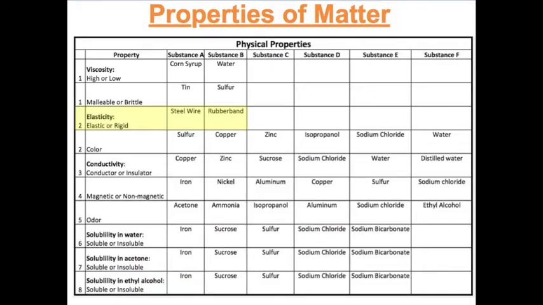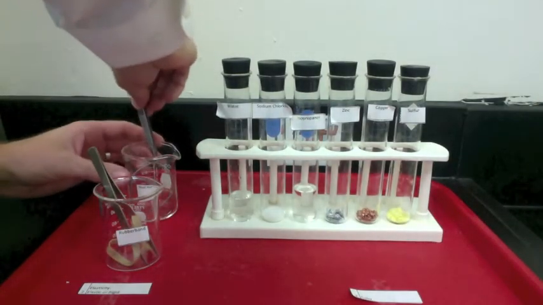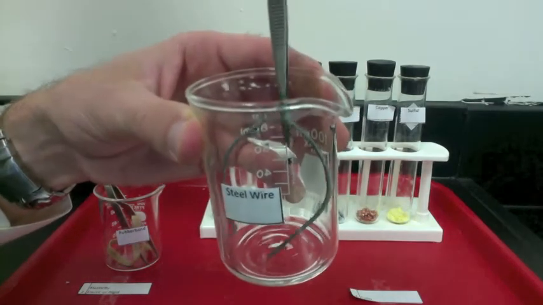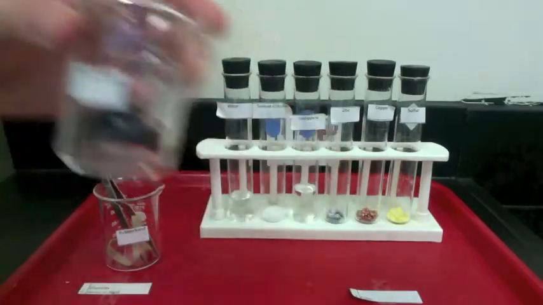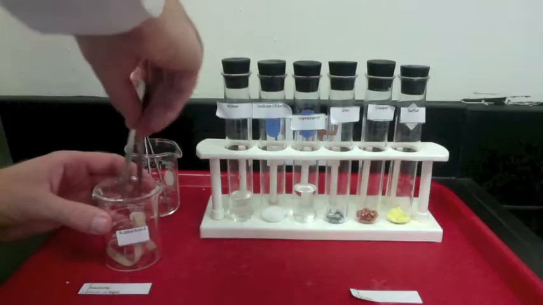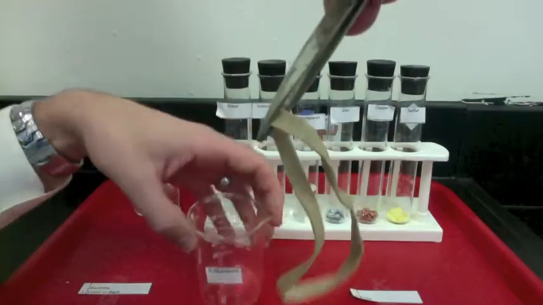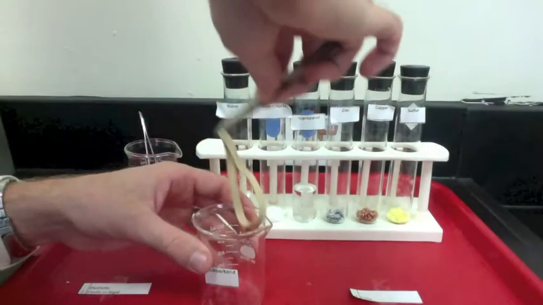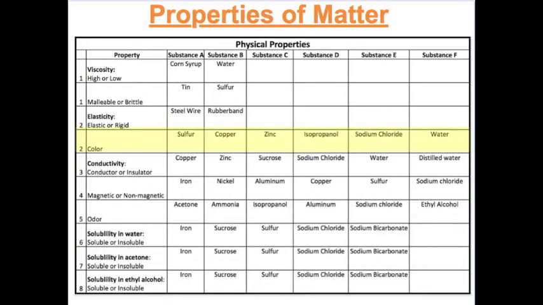Elasticity is whether a substance is stretchy or rigid. Let's compare steel wire to a rubber band. Another physical property is color.